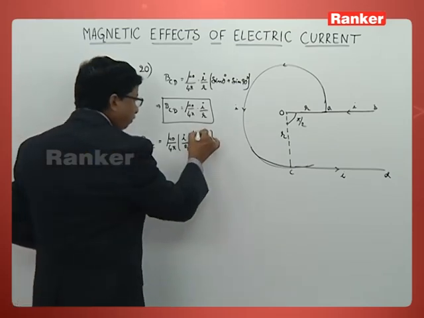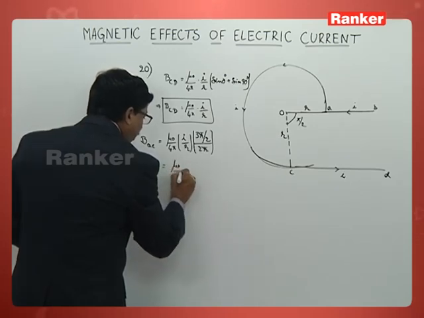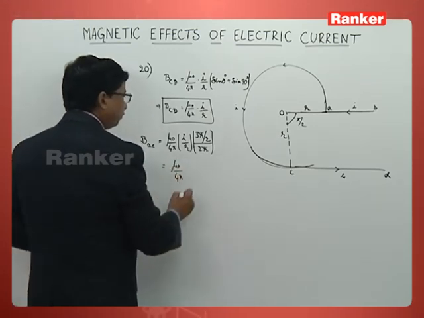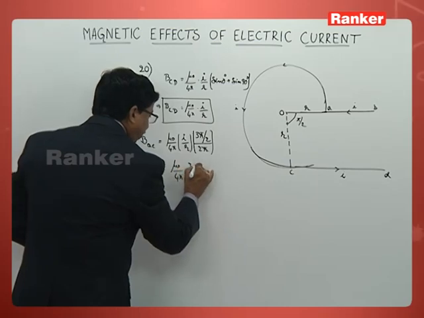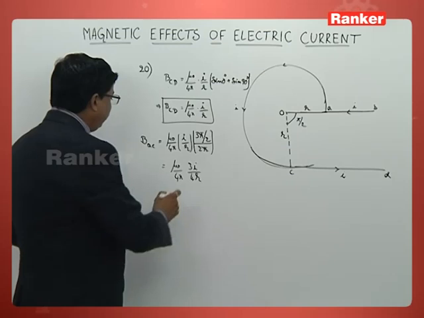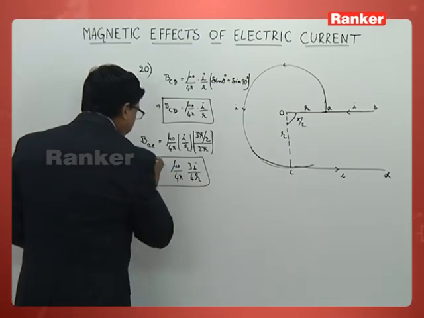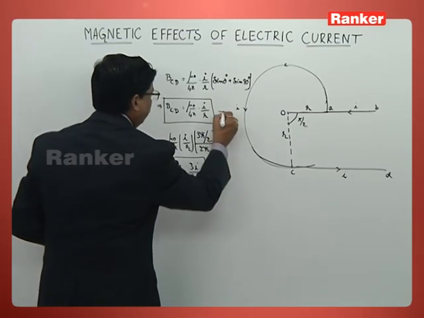Now you can cut this pi here. This now becomes mu naught by 4 pi, this is 3I by 4R. So what can we now write? This is B with respect to the conductor AC. That is the second one for us.